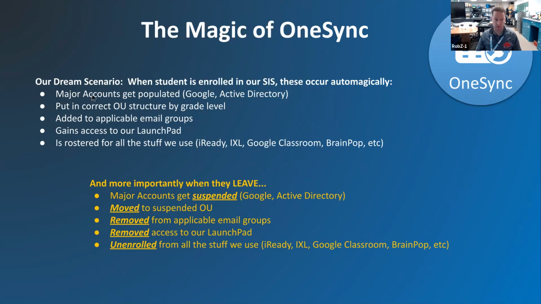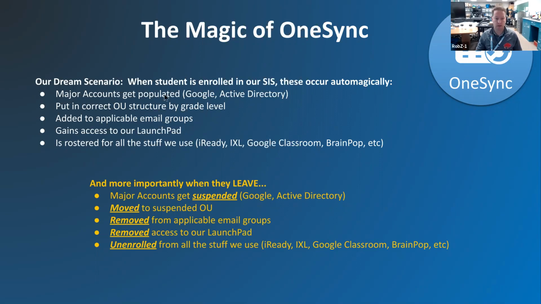So the big one is that first bullet point. The major accounts become populated. And for us, that's Google, but it could also be Active Directory. They are put in the correct OU structure, in our case in Google, and grade level, because that data is already tied to the student. You know, if a student is a 2021 student, they know that's a senior, a 12th grader, and it puts it in the right email group and the right OU structure.